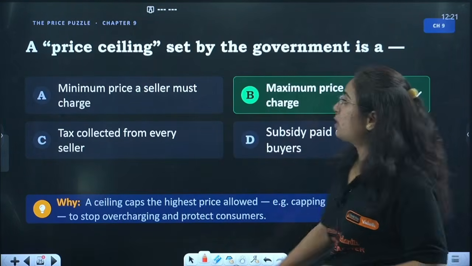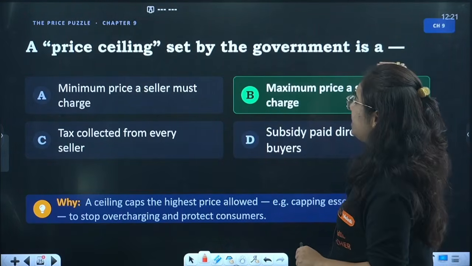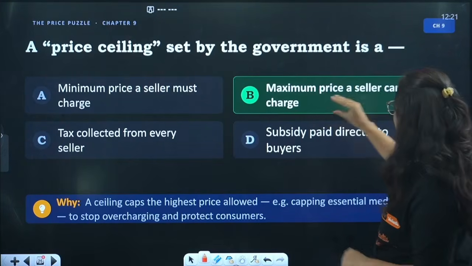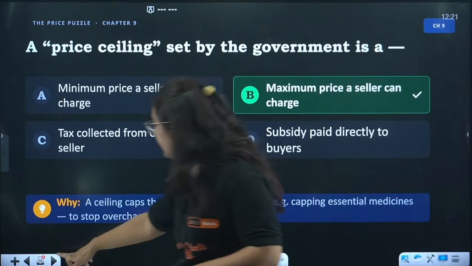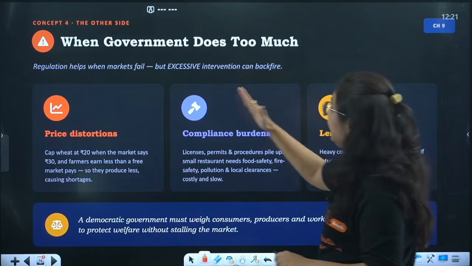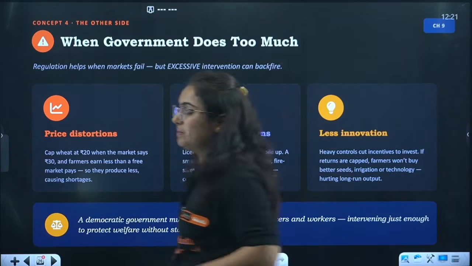So here we have a question: a price ceiling set by the government is what? Ceiling. So the maximum price a seller can charge. Again an MCQ question: what does the government do too much now? Now comes the main point.